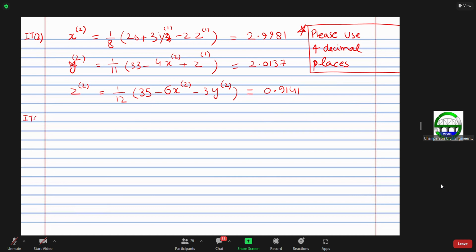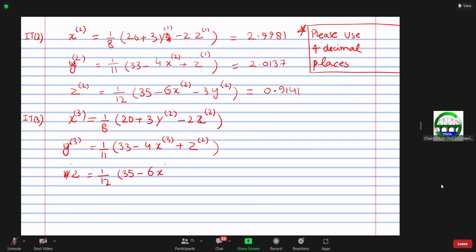Similarly, in iteration 3, x3 will be equal to 1 by 8, 20 plus 3y iteration 2 minus 2z iteration 2, and y3 will be equal to 1 by 11, 33 minus 4x iteration 3 plus z in iteration 2, and z is equal to 1 by 12, 35 minus 6x3 minus 3y3.